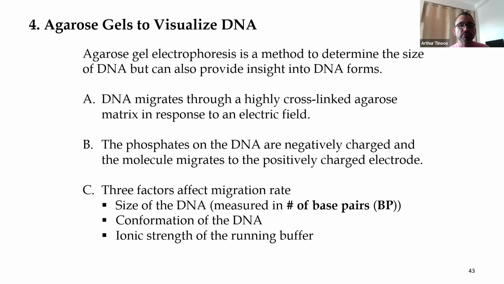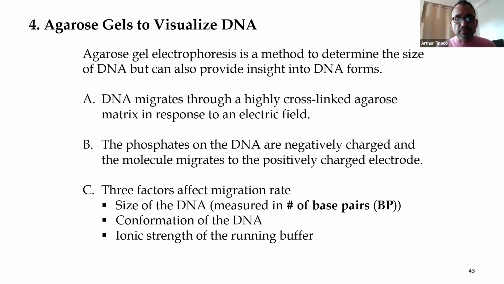Essentially, DNA migrates through a highly cross-linked agarose matrix in response to an electric field. The phosphates on the DNA are negatively charged. So the molecule migrates to the positively charged electrode. So we basically take advantage of this charge and this applied voltage.